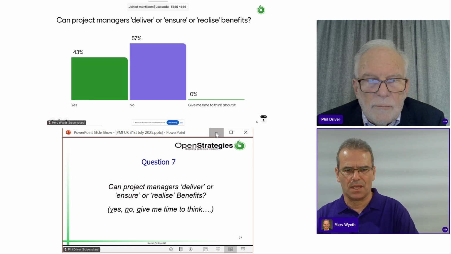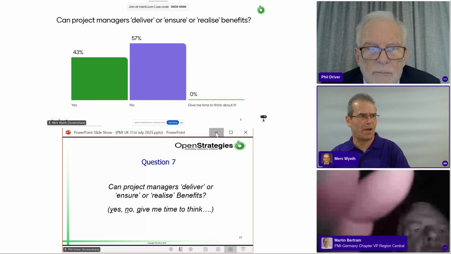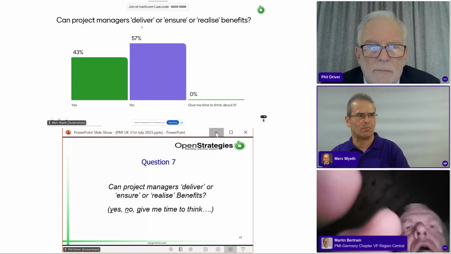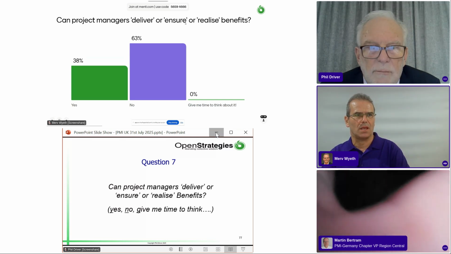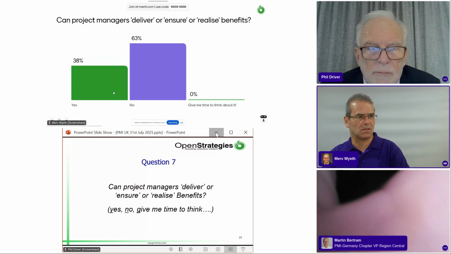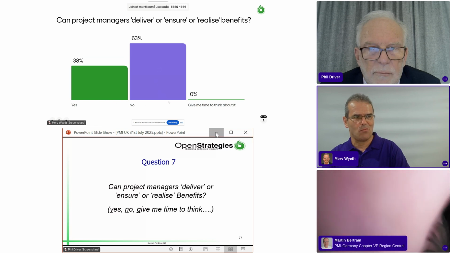We haven't got that many responses, but we're about halfway split at the moment. Can project managers deliver, ensure, or realize benefits? Slight movement towards no.